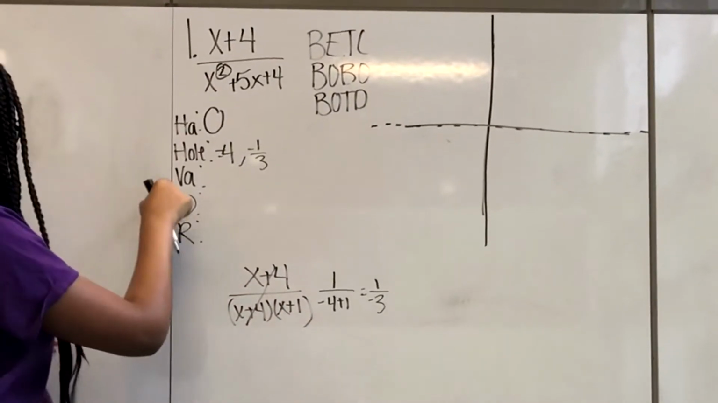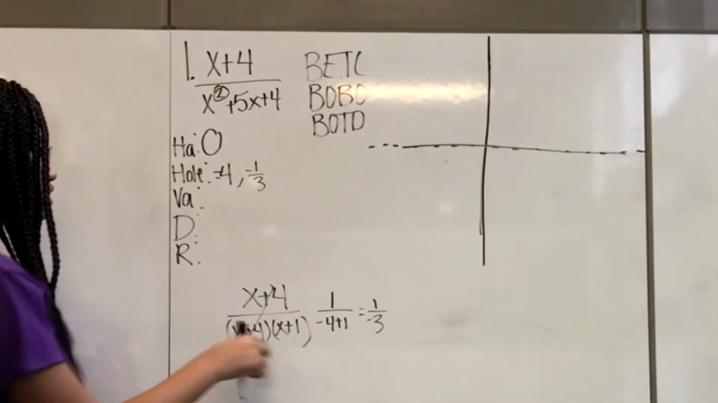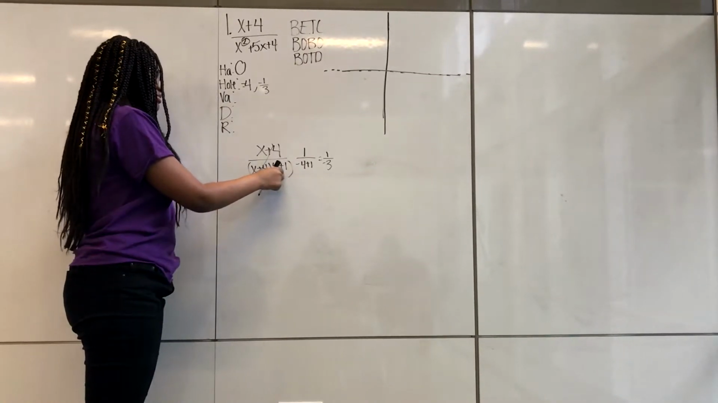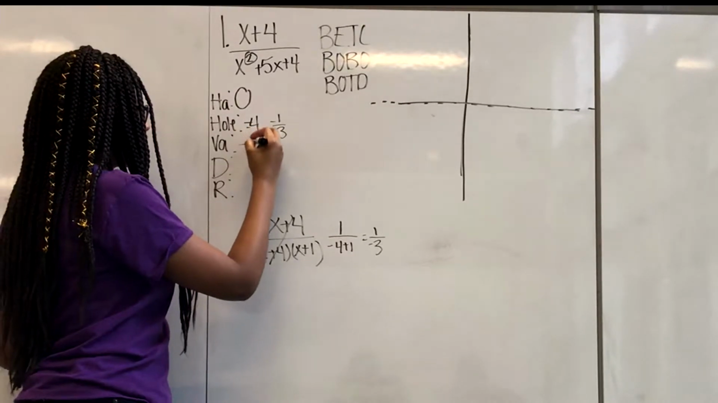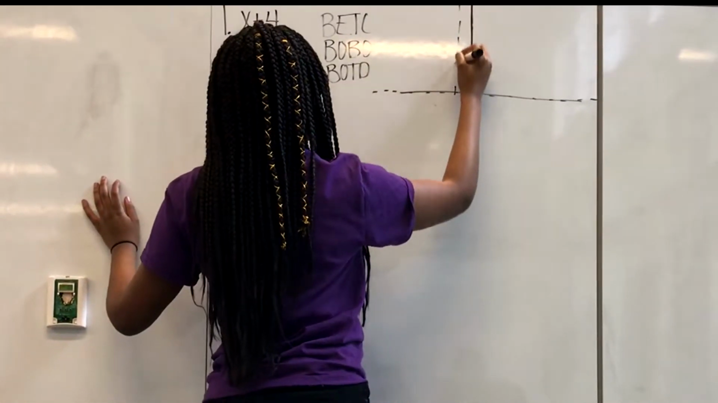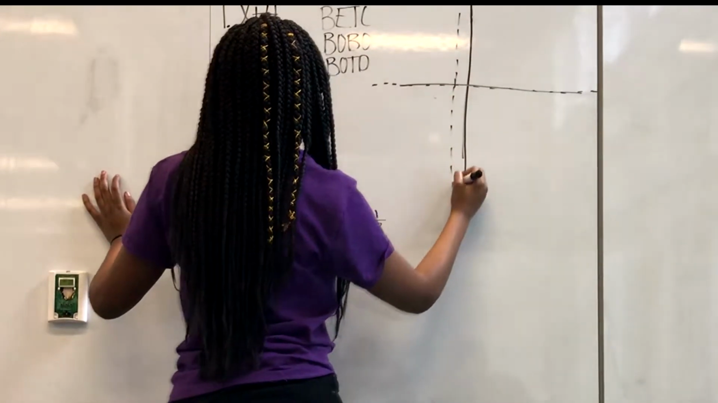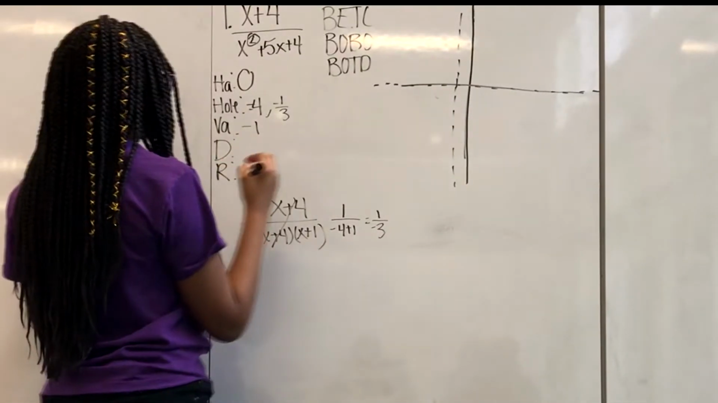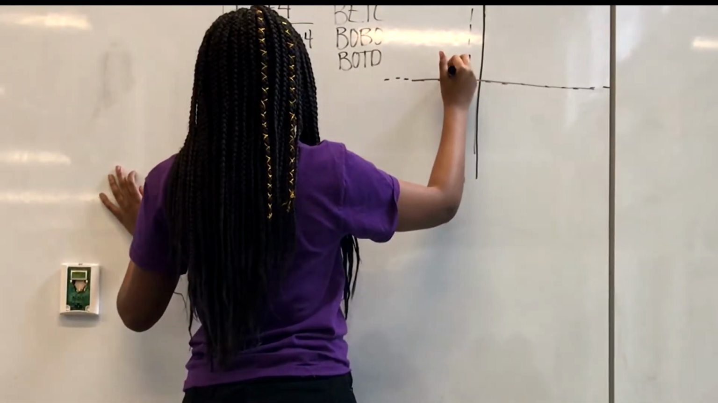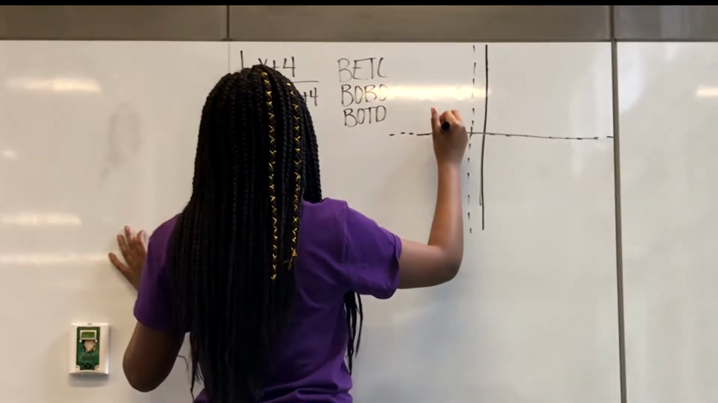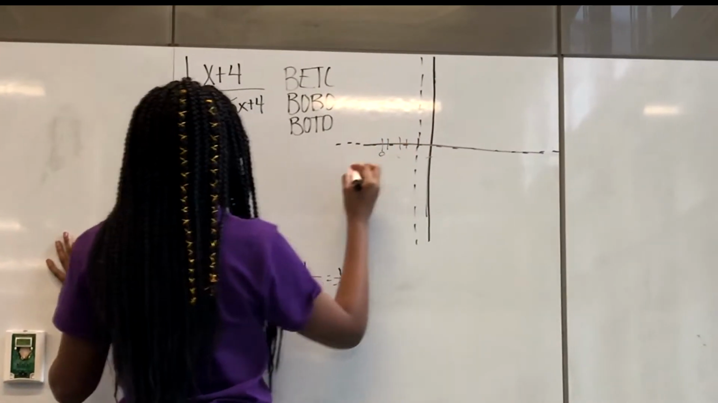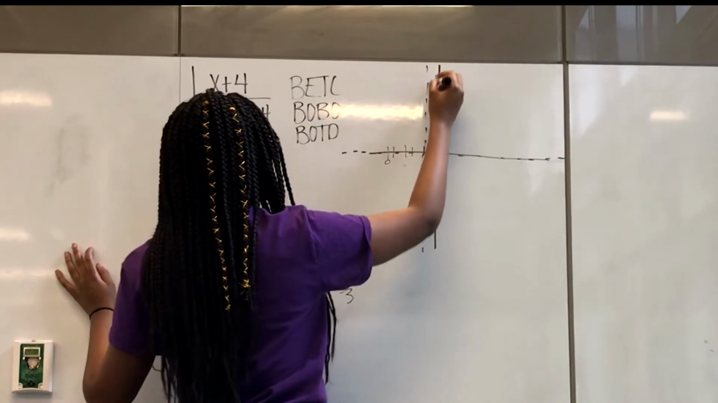Next, you're trying to find the vertical asymptote, and you set the bottom equal to 0, what hasn't been canceled out, which is x plus 1, so that's -1. So the vertical asymptote is right here. And the hole is at -4 and -1/3. So we're gonna draw it.